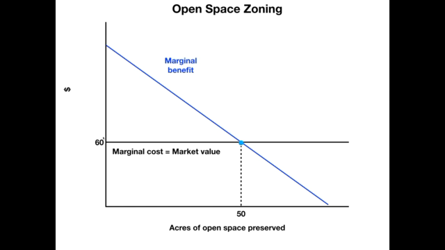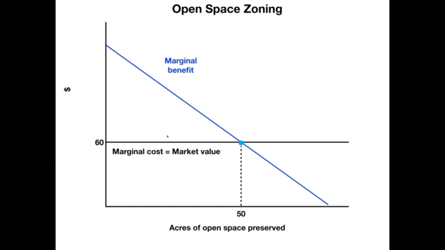And we are assuming that the value, market value, is the marginal cost of a particular acre. So that is the horizontal line that you see there at 60, and where the marginal cost equals the marginal benefit, that is the optimal level of open space for this particular area.